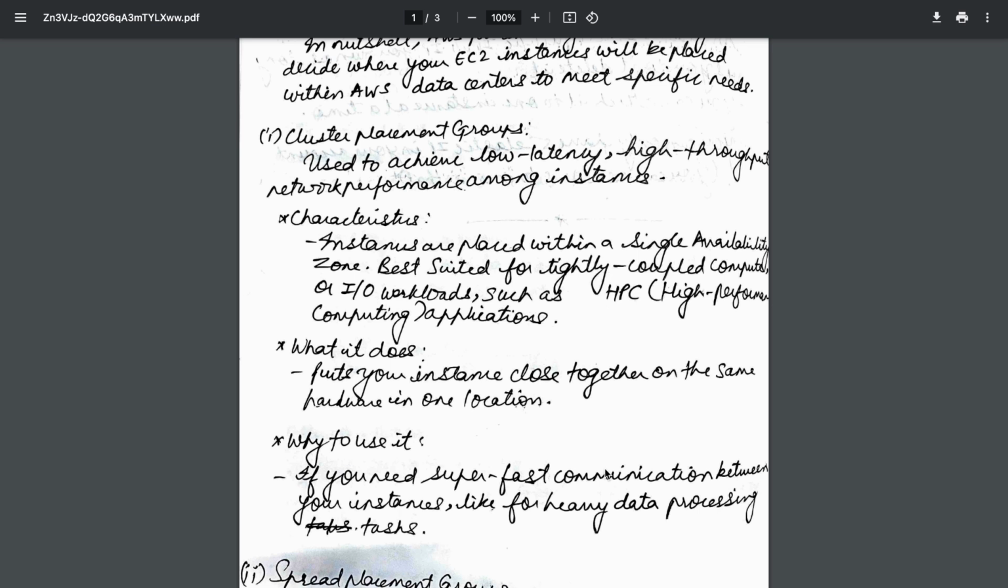And what are the characteristics? Basically, instances are placed within a single availability zone. Remember, in cluster placement groups, the instances are placed within a single availability zone. It is best suited for tightly coupled compute instances with high input output workloads. It puts your instances close together on the same hardware in one location. And why should we use it? If you need super fast communication between your instances for heavy data processing, you can use this placement group. Here we are placing the instances under one single availability zone.